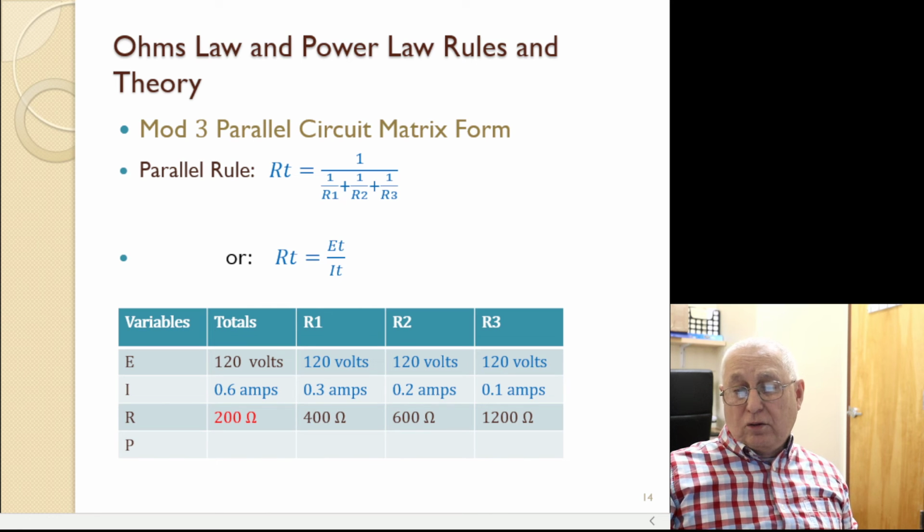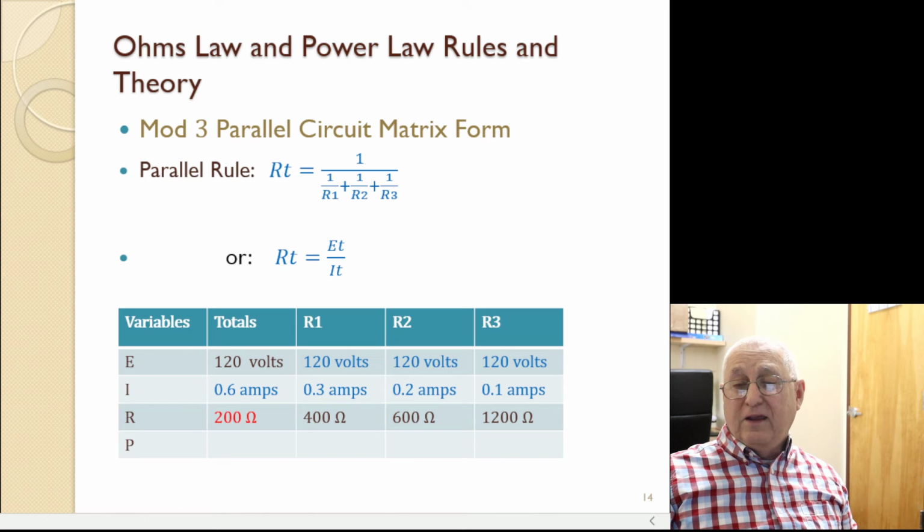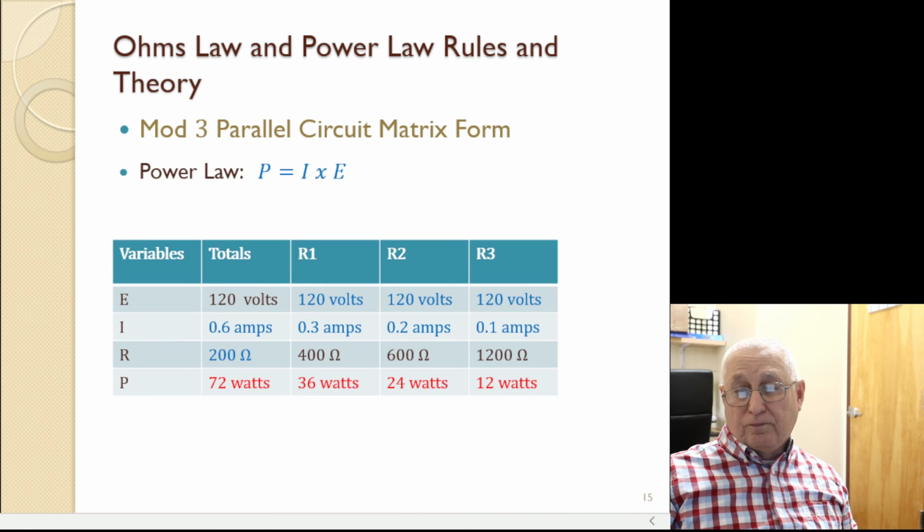120 divided by 0.6 equals 200 ohms. We could have also used this Ohm's Law formula up here, and we would have gotten the same value, but this is kind of easy for people who are afraid of this calculation, but again, it is not difficult.